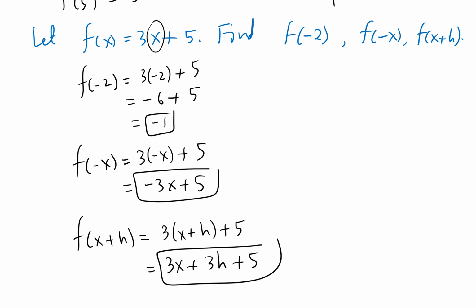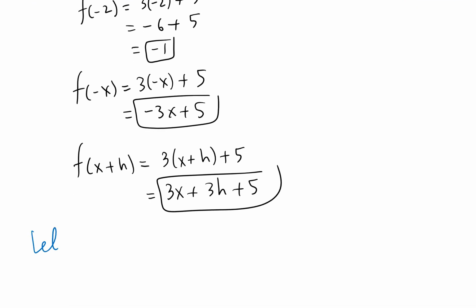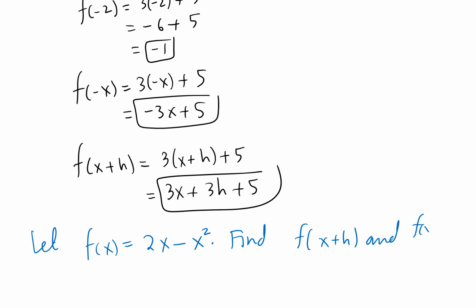We can look at another example. F of x equals 2x minus x squared. We are asked to find f of x plus h and f of x plus h minus f of x, all over h.